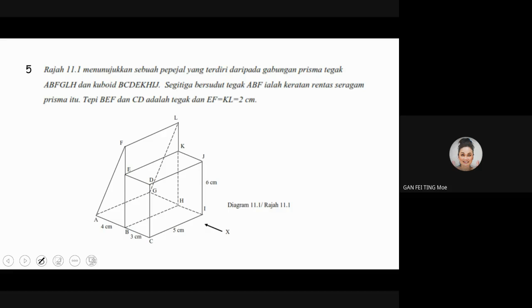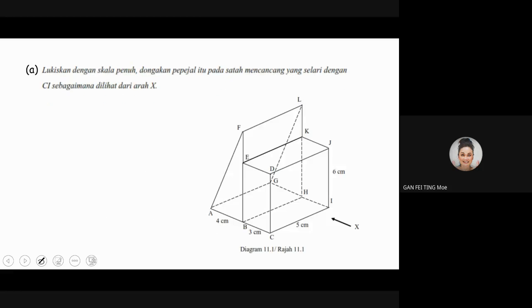This diagram from X, you are going to check, this is the information. Then they ask you to draw in full scale the elevation, the vertical elevation from X, parallel with CI. So what do you do? Now please check this one. You are standing at X. You are standing here.